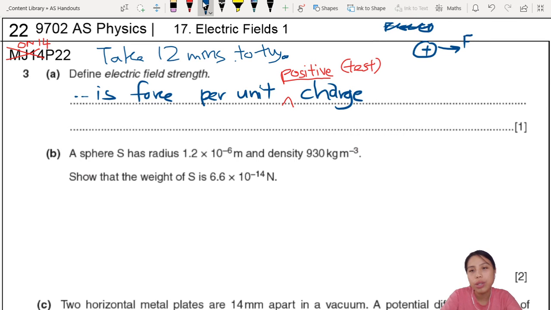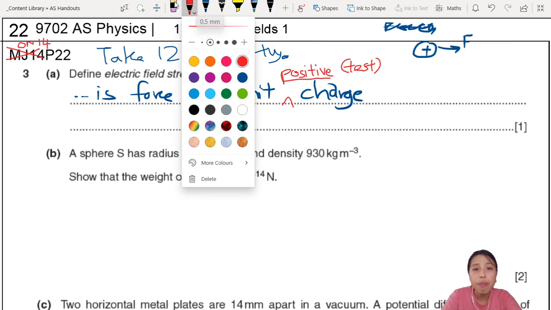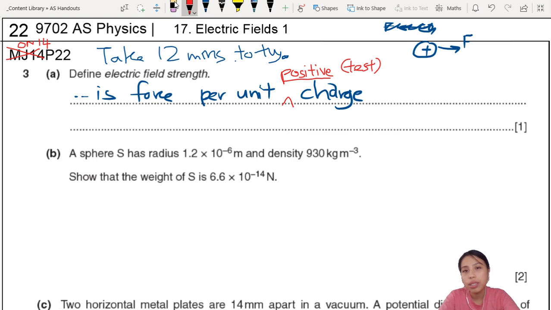So we want to look at a positive test charge, and that's very important because in some past years, they will look for that word positive. They will actually underline it. Underline means you must see that word in the mark scheme. The marking underline means you must have that word in your sentence, and only then do they give you your B1 mark.